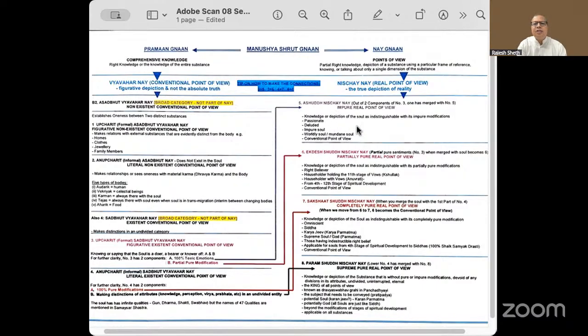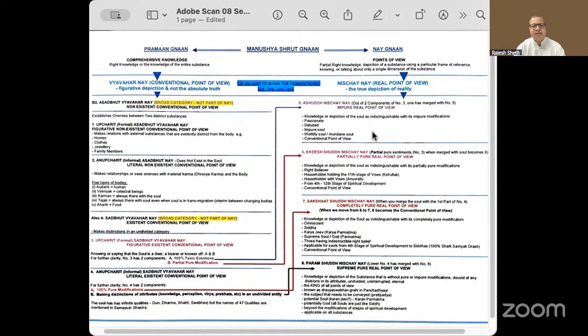Knowledge or depiction of the soul as indistinguishable with its impure modifications. Okay. So all impure modifications, we have one category. And when you combine it with the soul, it becomes number 5, impure real point of view. Mind you, in number 3, there were 2 components, 100% toxic, and the other one was partial pure point of view. So partial pure point of view is not included here. That will go into number 6.